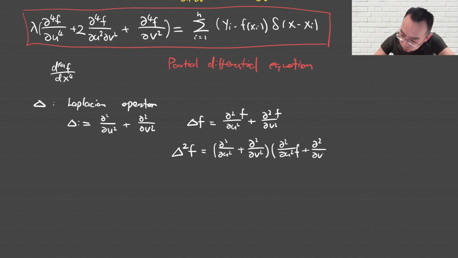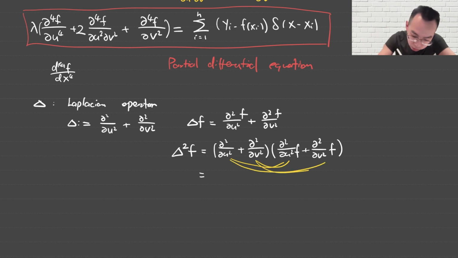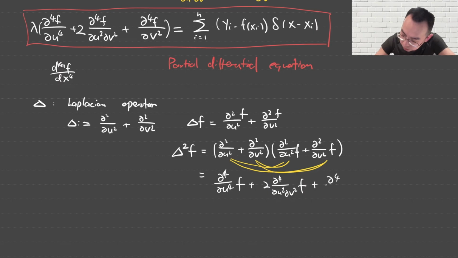exactly the left-hand side of the PDE, right? So we're just gonna distribute the terms, and then that's gonna give us exactly the fourth derivative, right? Fourth f plus 2 times fourth, give us this, right? This is also called the Biharmonic operator.